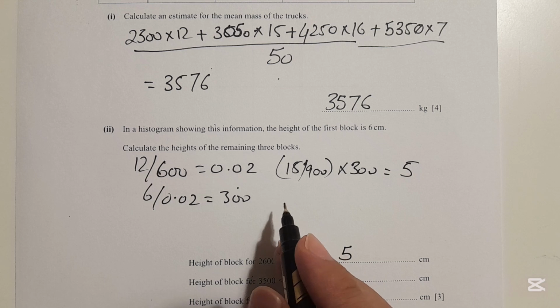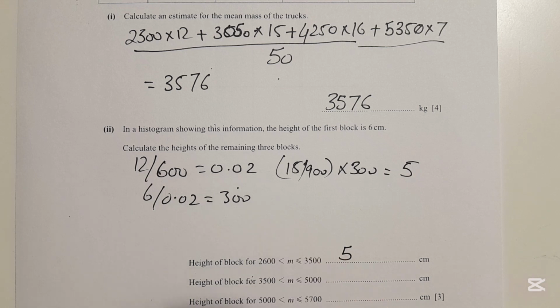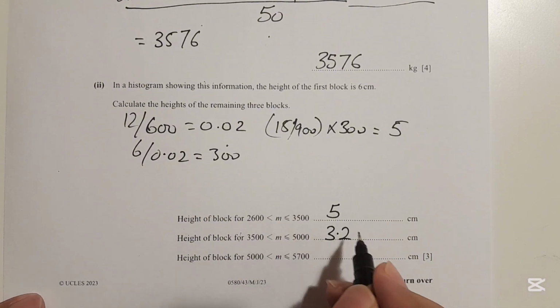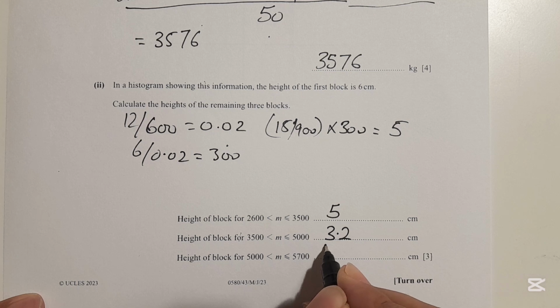Then for the second one, the class width is 1500, so 16 divided by 1500 times 300 is 3.2. Then for the last one the class width is 700, so 7 divided by 700 times 300 is 3. So the last one's height will be 3. So this will be the final answer for part 2.